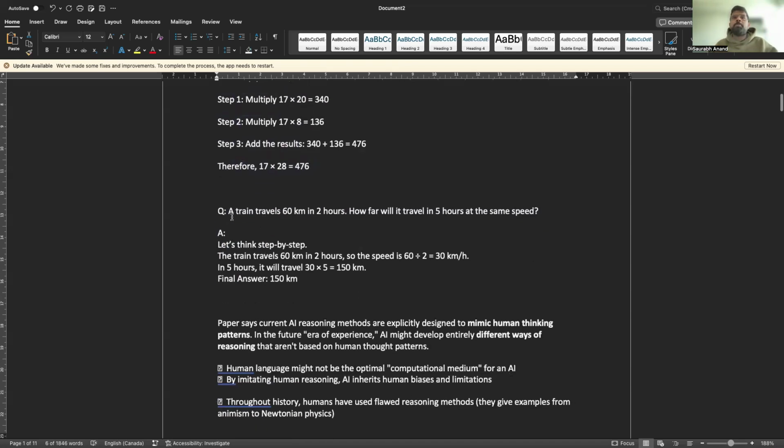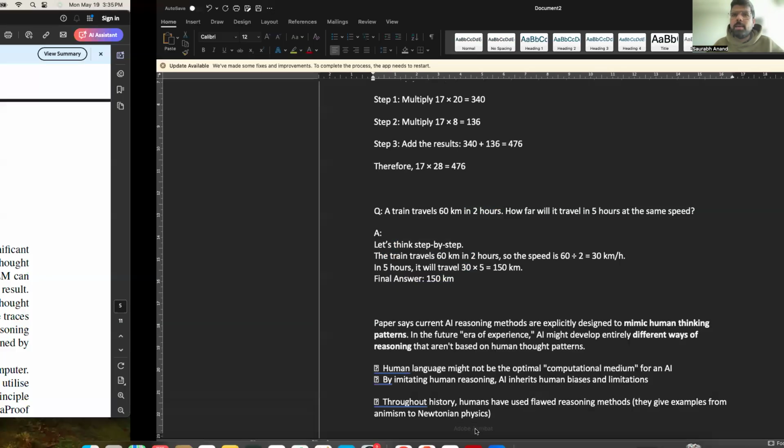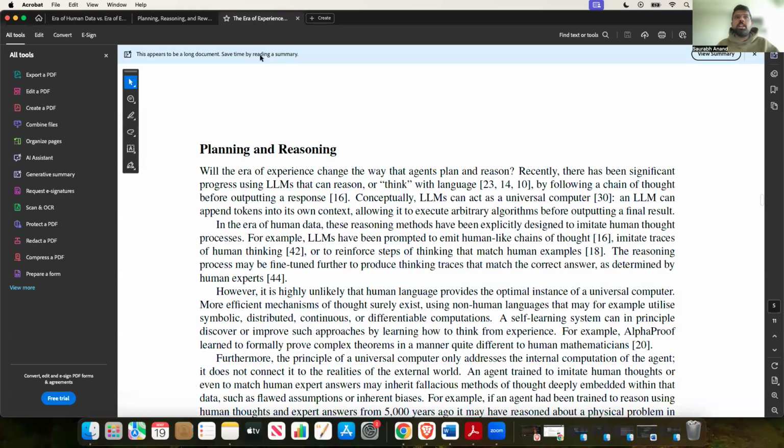Another example could be a question: a train travels 60 kilometers in 2 hours. How far will it travel in 5 hours at the same speed? Again, let's think step by step. The train travels 60 kilometers in 2 hours, so the speed is 60 divided by 2, and then it sees the final answer. So it sees entire examples like this, with the question, the thinking, and the final answer, and it sees multiple examples of the same type that help it understand how humans naturally think.